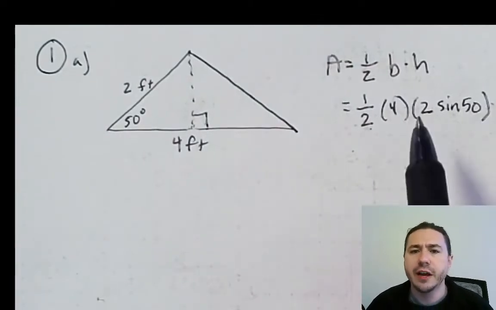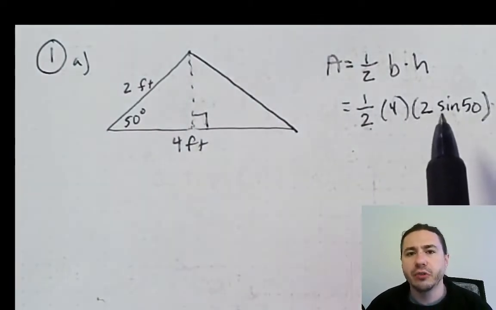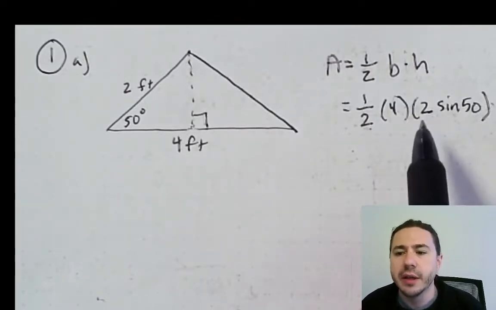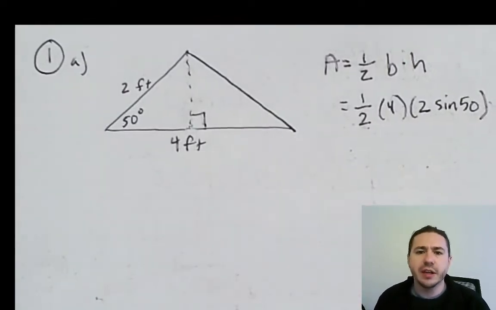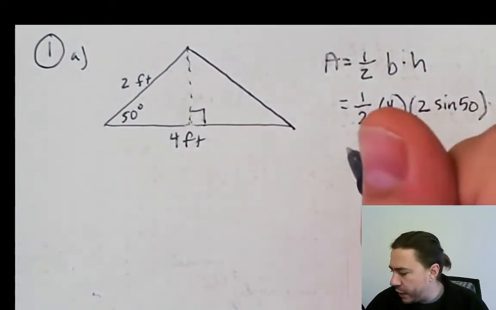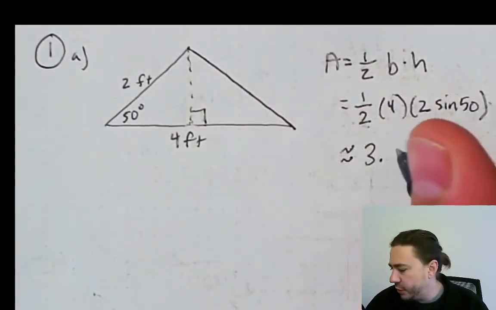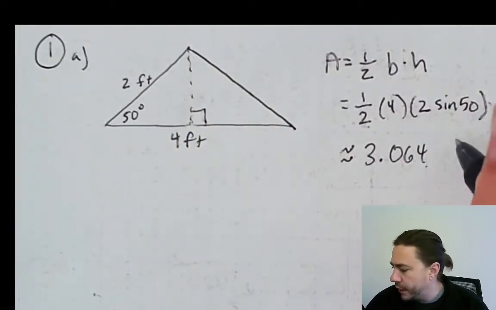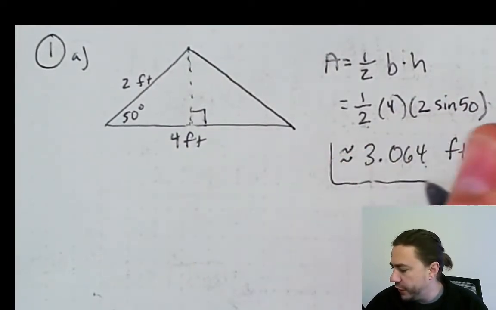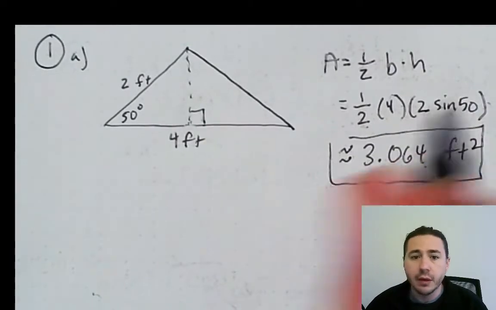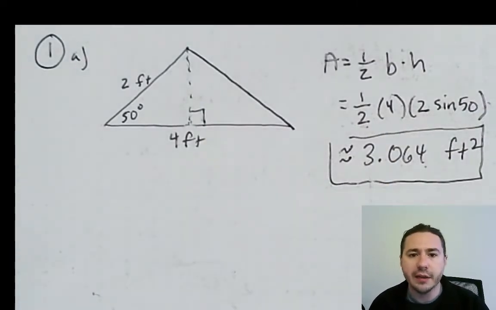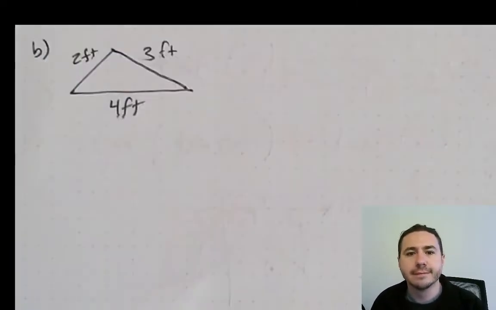We probably could find an exact value here if we were to use some combination of those identities we talked about in the previous unit. But for right now, we're just going to get an estimated value here. So I'm going to put all this in the calculator, and I should get a rounded answer of 3.064 square feet for the area of that triangle. So that's A. Let's take a look at B.